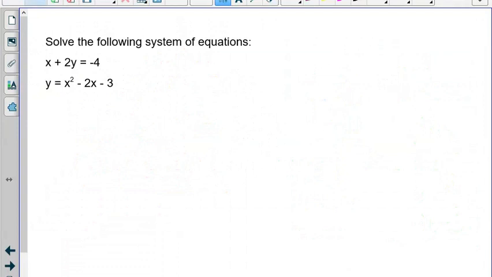Next problem, solve the following system of equations. We have a line and a parabola. Now, a line and a parabola can intersect in the following ways.